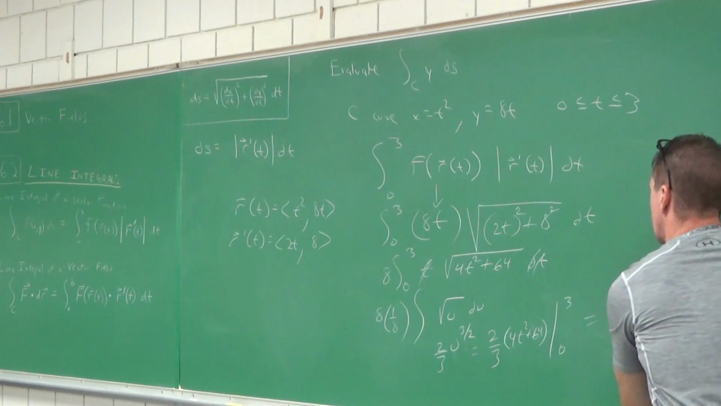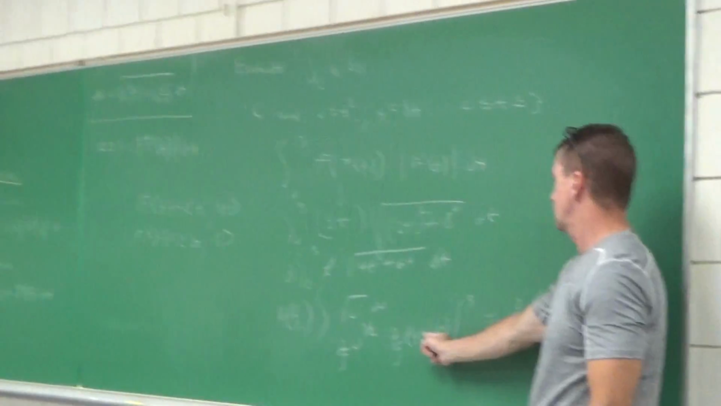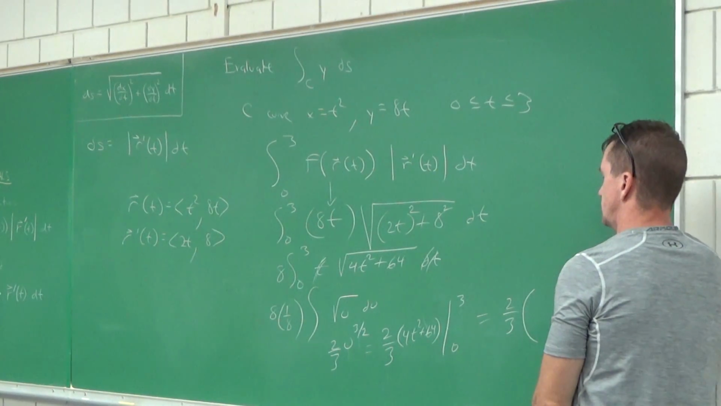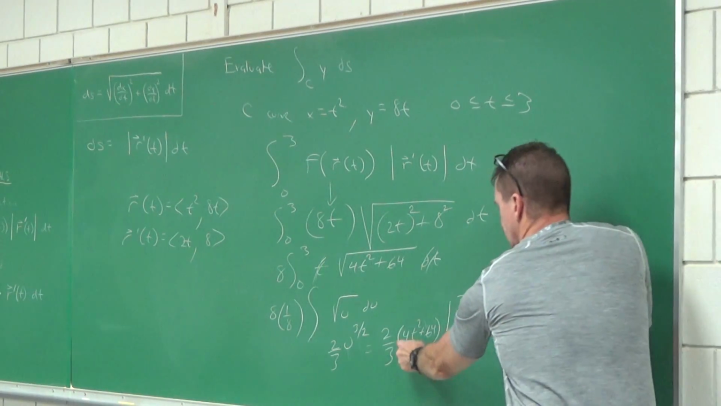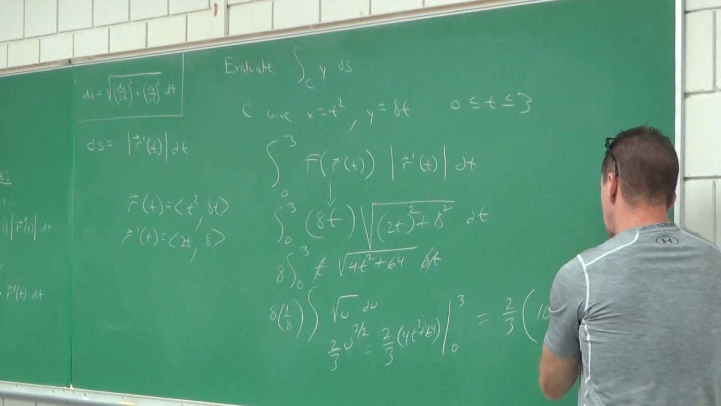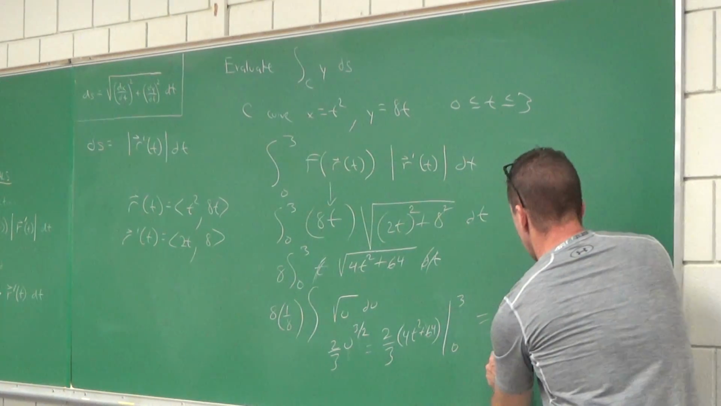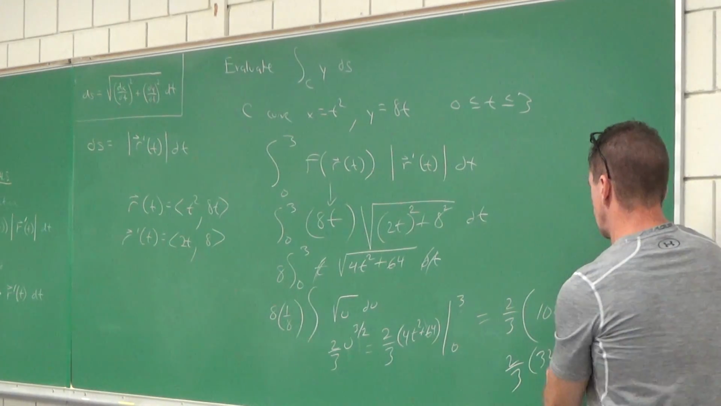2/3 of what's 3 squared times 4? What's 36 plus 64? 100. Minus, put a 0 in there, what do you get? 64 times 2 over 3. What's 2/3 times 32? 64 over 3?